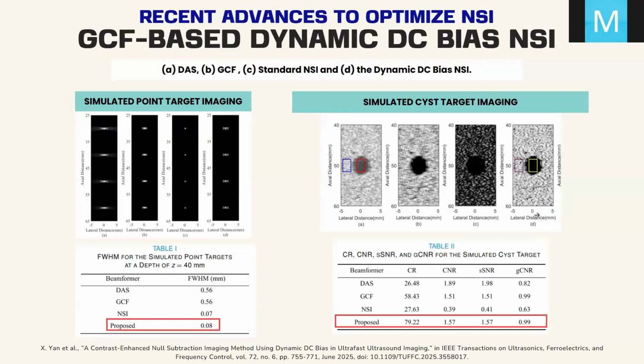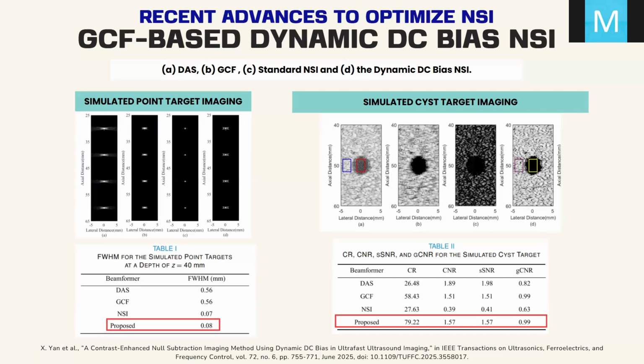The performance of this method was evaluated using multiple types of data, including simulations, phantom experiments, and in vivo acquisitions, where the authors analyzed standard metrics such as the lateral resolution with the full width at half maximum, the contrast ratio, the generalized CNR, and speckle stability using the speckle signal-to-noise ratio. Comparing four methods, the GCF-based dynamic DC bias NSI, the DAS, the GCF, and a fixed bias NSI with a DC bias of 0.05.